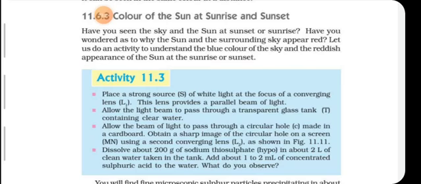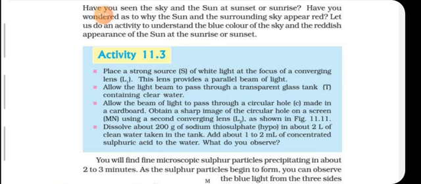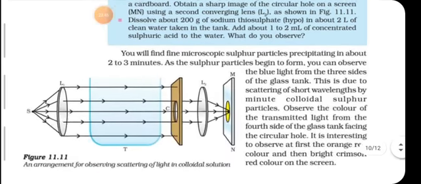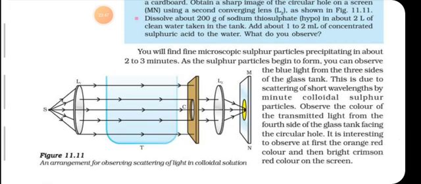Let us do an activity to understand the blue color of the sky and the reddish appearance of the sun at the sunrise or the sunset. See, students, they have given over here the activity as to how we can see that the sun looks red in color during the sunrise or the sunset. Let us see that.